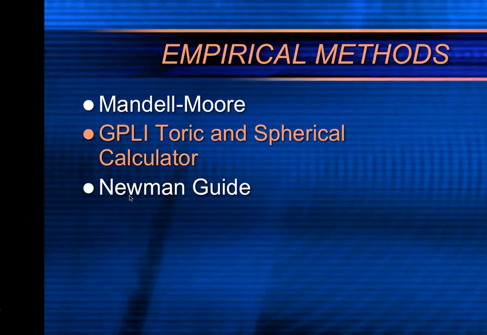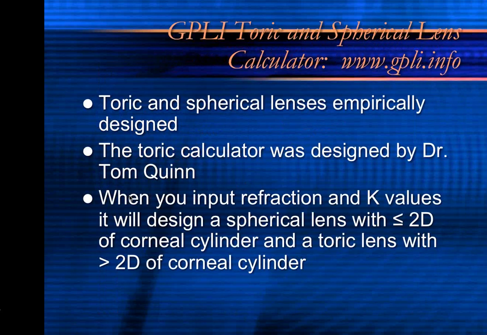Well, and then there's the GPLI toric and spherical calculator, and I'm real excited about this. This was designed for both toric and spherical lenses, and it will make that decision based on corneal cylinder. So it'll make a recommendation whether to go toric or spherical. And I have to give the credit to Tom Quinn, who designed the toric calculator. And as you'll see, it's very dynamic. You'll input the refraction and K values, and if there's 2 diopters of corneal cylinder or greater, it will design a bitoric. And it will recommend a back toric if you have that difference between refractive and corneal cylinder.